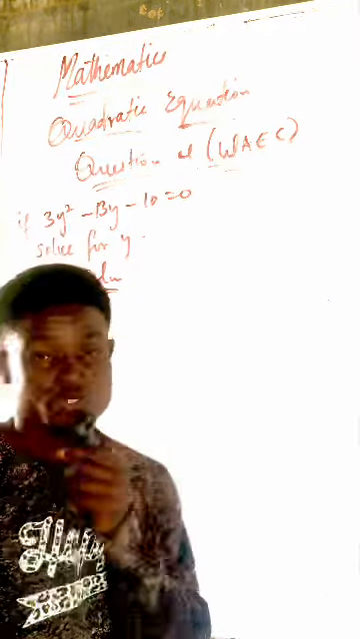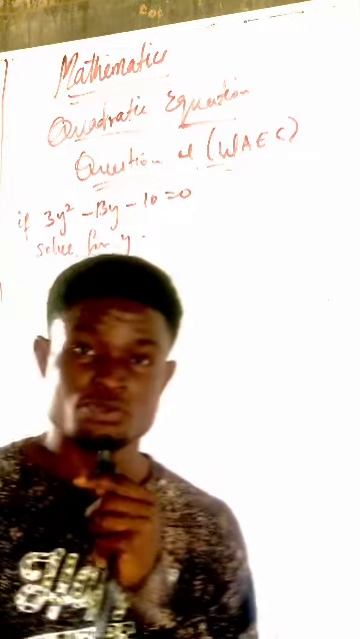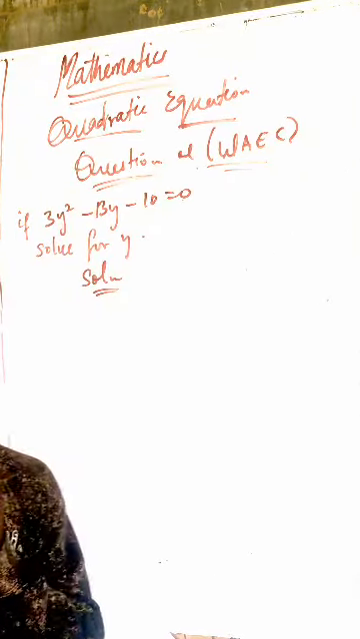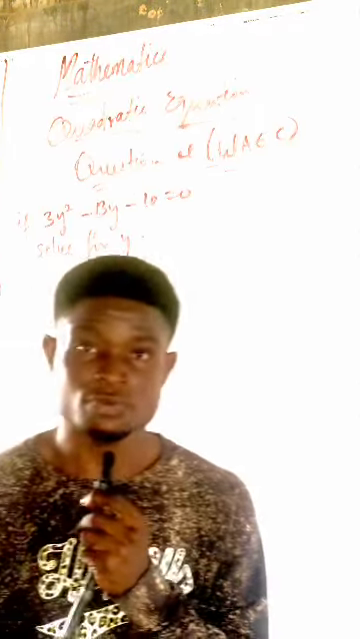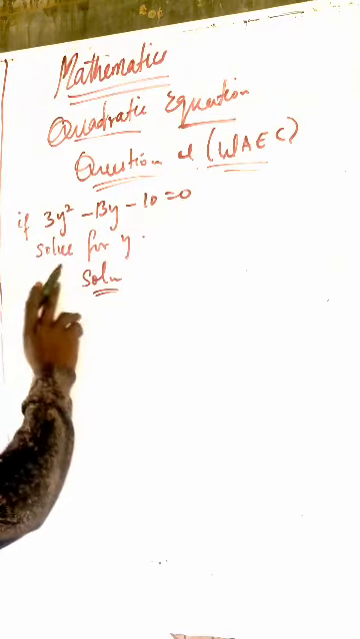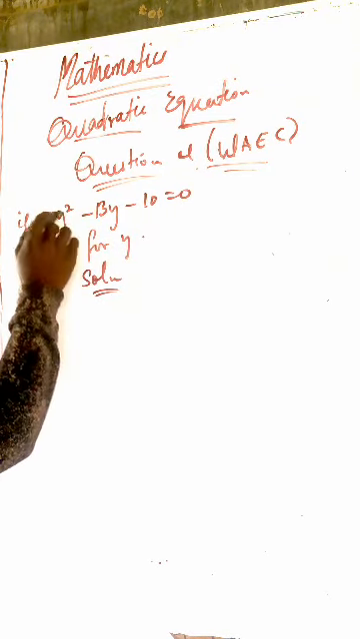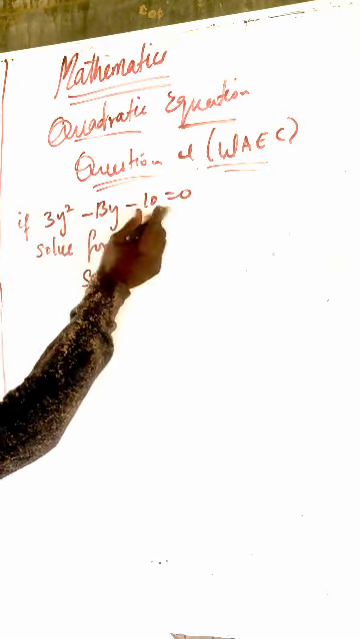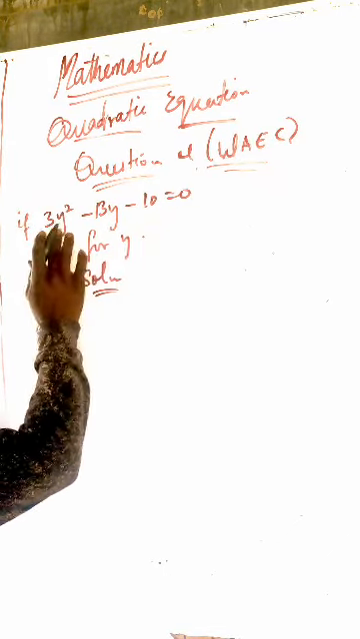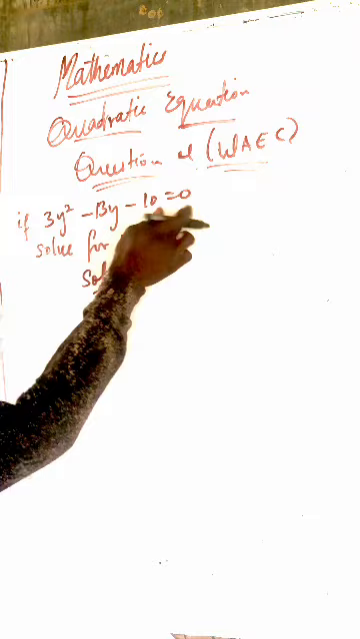Okay, this is question one from the formula method, and I told you already that the formula method is the simplest and easiest way to give an accurate answer to every quadratic equation. So in the question here, it's a y question. We have 3y raised to power 2 minus 13y minus 10 is equivalent to 0. We are asked to find the value of y.